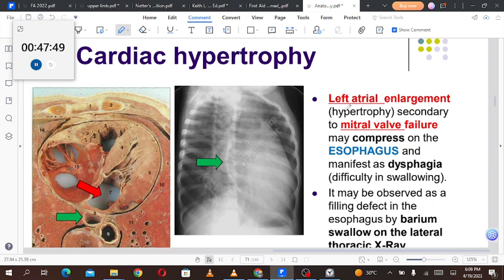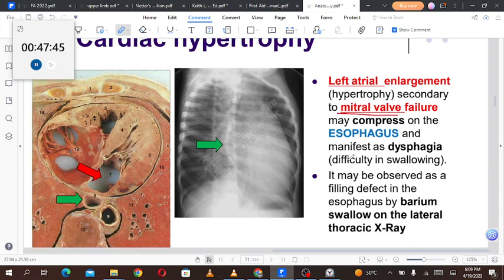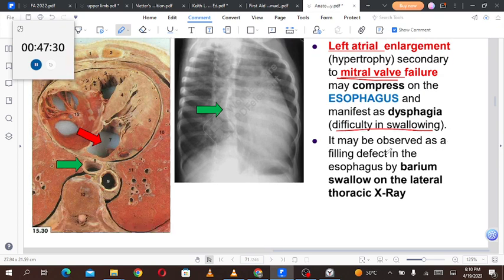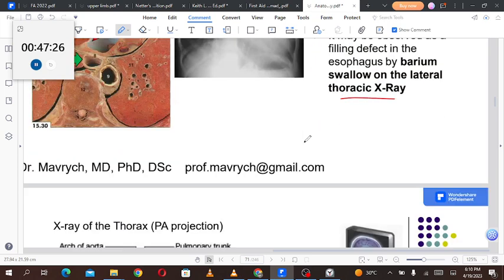So left atrial enlargement, hypertrophy secondary to mitral valve failure, may compress the esophagus and manifest as dysphagia, difficulty swallowing. That is the left atrium, because the left atrium is the most posterior structure of the heart, lying adjacent to the esophagus. It may be observed as a filling defect in the esophagus by barium swallow on the lateral thoracic X-ray.